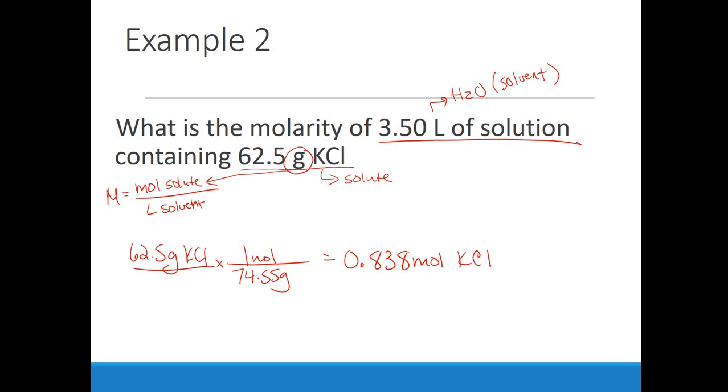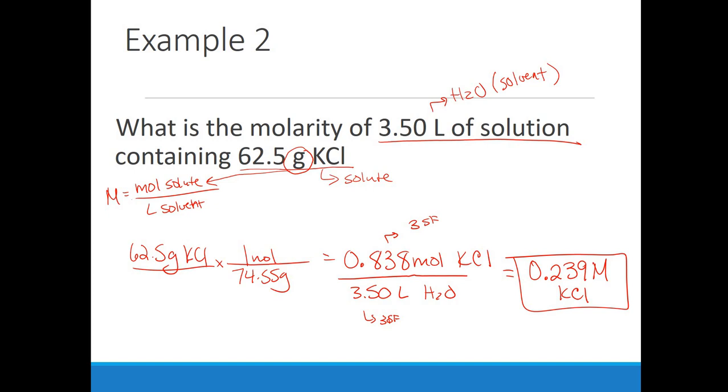Now we can plug that into our equation. We take that and divide it over the liters of our solution. Since it doesn't tell us what it is, we assume water. So we have to calculate it out. Pay attention to sig figs: 3 sig figs, 3 sig figs. So we divide those out, and we end up getting, with the correct sig figs, 2.39. Again, you have two options of units. I'll use the other unit this time: 2.39 molarity of a KCl solution.